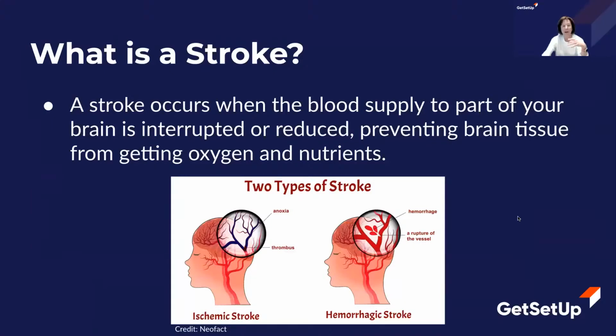Brain. So anytime that the blood supply is interrupted, the oxygenation, which is what keeps us alive, is interrupted. And therefore our brain tissue does not get oxygen and the nutrients that it needs. There's two types of strokes. And the type we're going to talk about today is the most common, and it's called an ischemic stroke. There is another kind of stroke called a hemorrhagic stroke. I'm just giving you information so you feel a little bit more knowledgeable.